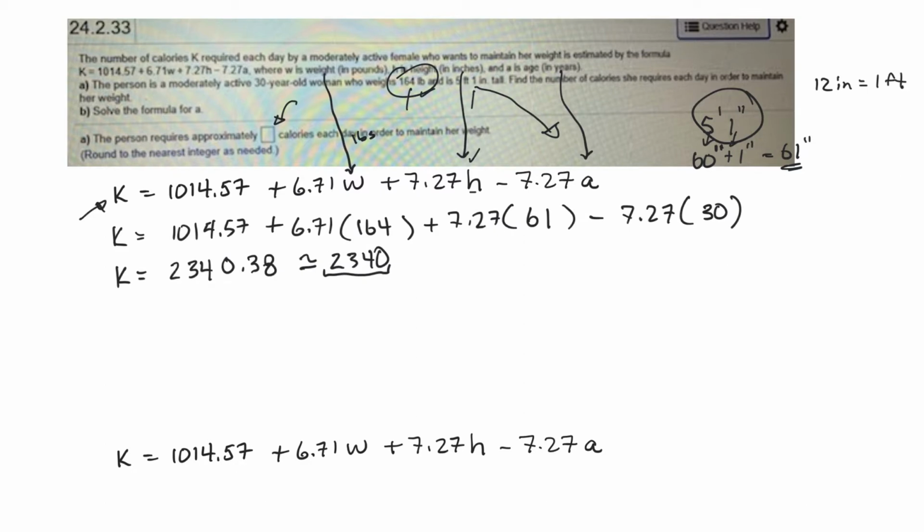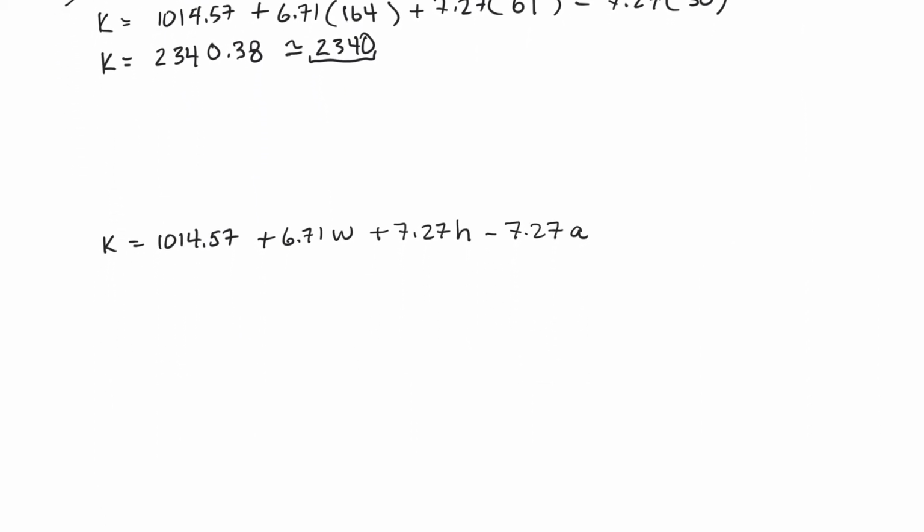Now, they also have a question down below that says solve the formula for A. So what they're wanting you to do is rewrite this whole thing, but have A on the side all by itself. This is probably how I would do it. If I see a term with an A in it, like that one, and I see that it's negative, I usually don't like it to be negative, so maybe I'll change it to positive. So what I'm going to do is add 7.27A to each side. Add it there, add it over here. Okay, so these go away.